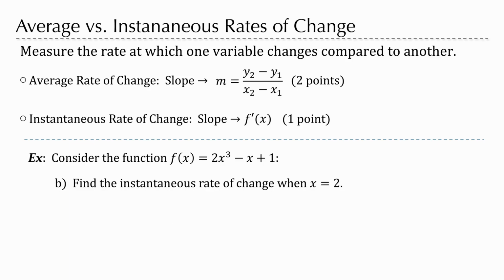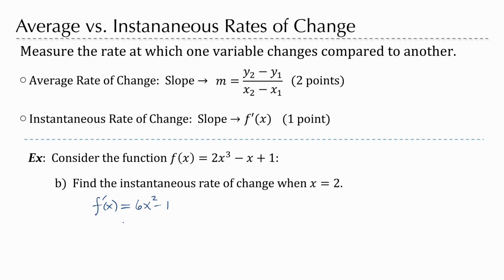Now let's practice finding instantaneous rate of change. And again, the obvious difference is we don't have an interval, we don't have 2 points, we just have this one spot, right, when x equals 2. So that means we have to find the derivative, which gives us the instantaneous rates of change. So for this function, by power rule, it'll be 6x squared minus 1. Remember, the derivative of the constant is 0.